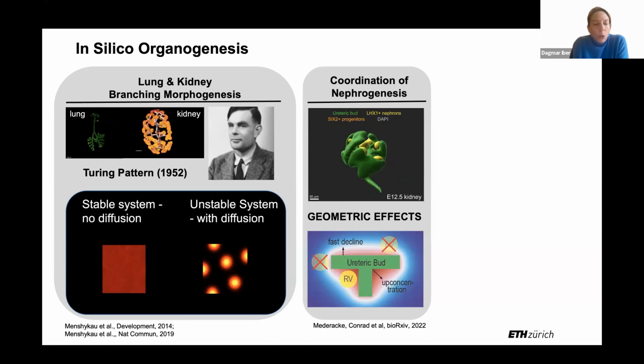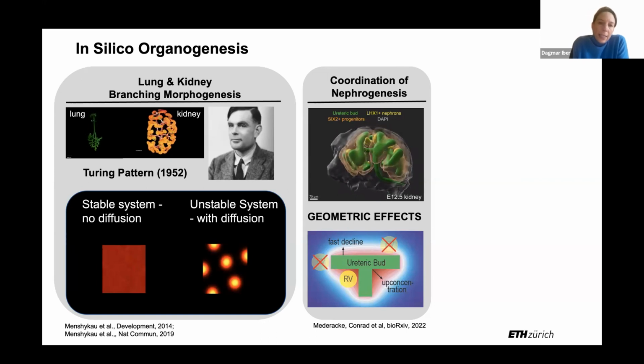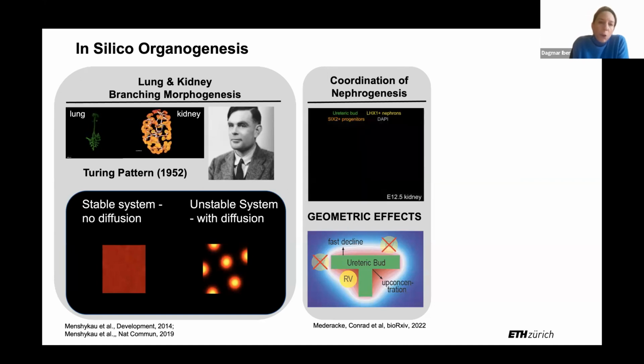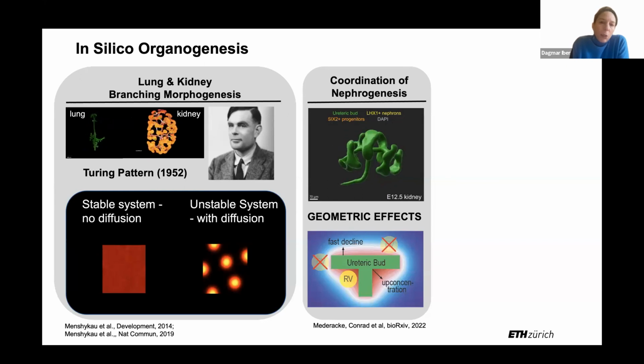Then we're interested in the coordination of processes, as I said. Here you're seeing an example of a kidney. In green, you're seeing the forming ureter, and in yellow, you're seeing the forming nephrons, which are giving rise to the filter unit of the kidney. And these two processes really need to be tightly coordinated. So each branch point needs to have one nephron forming, and it's been an open question how this is coordinated.